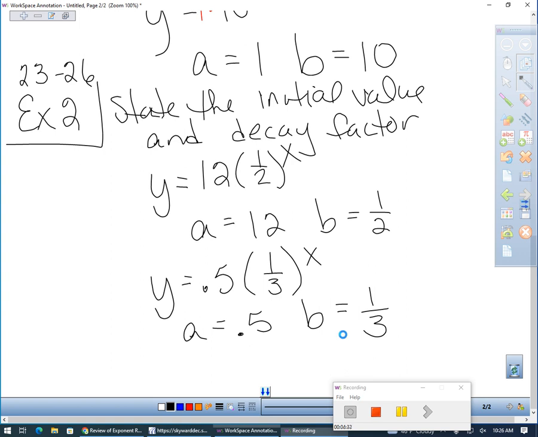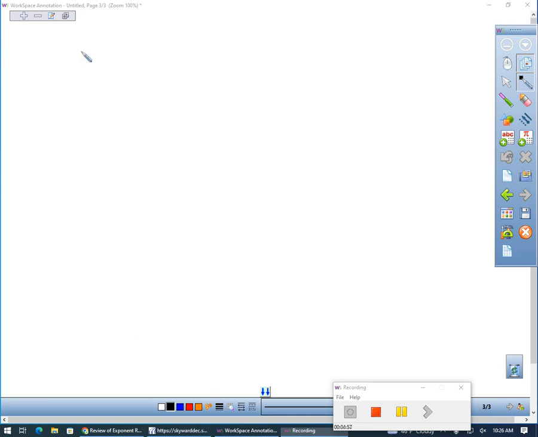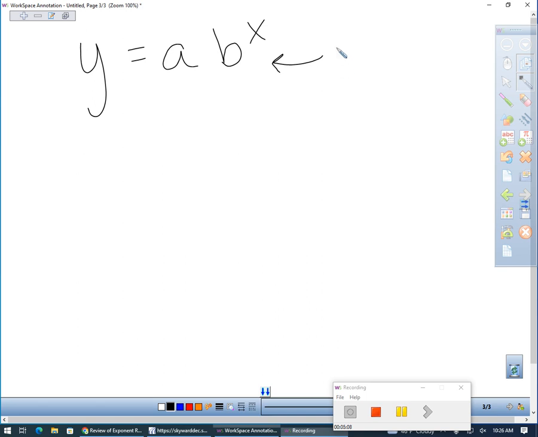So we started off with that equation, y equals ab to the x. So that equation can have some variations to it. The first variation is if I have y equals ab to the x, and b is a multiple. All right, so I want to show you how we're going to set it up if it's a multiple. All right, so example number 3.